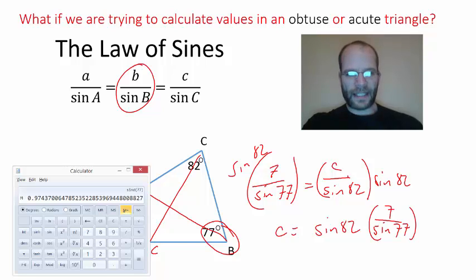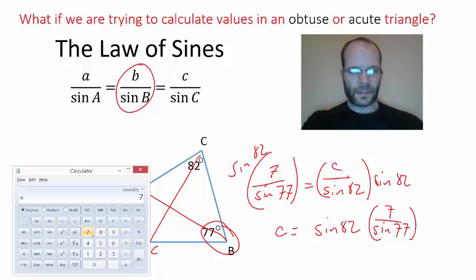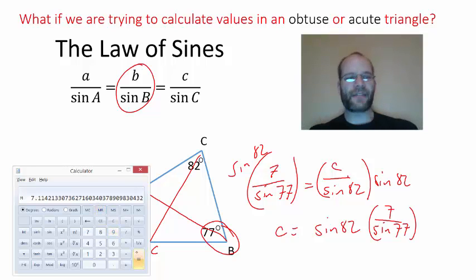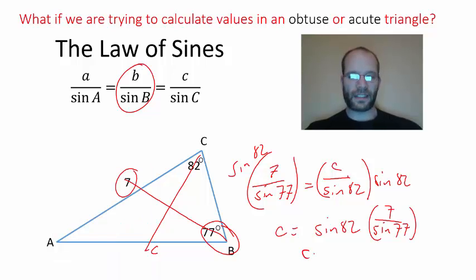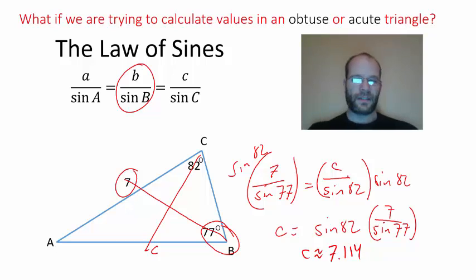And now we'll go ahead and take the sine of 82, multiply that by 7, and then divide that by the sine of 77. And we end up with 7.114. So c is approximately 7.114, and that's the value that we have over here. So that's how we use the law of sines.